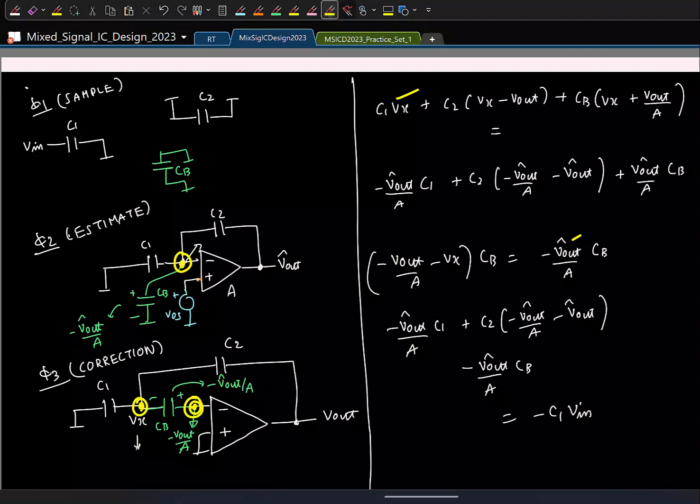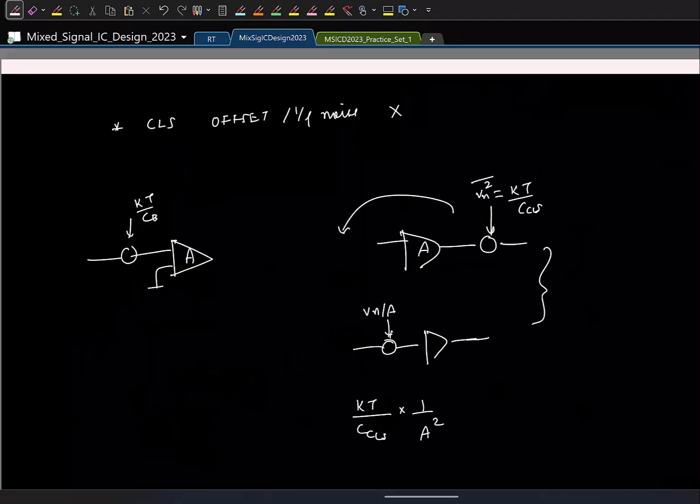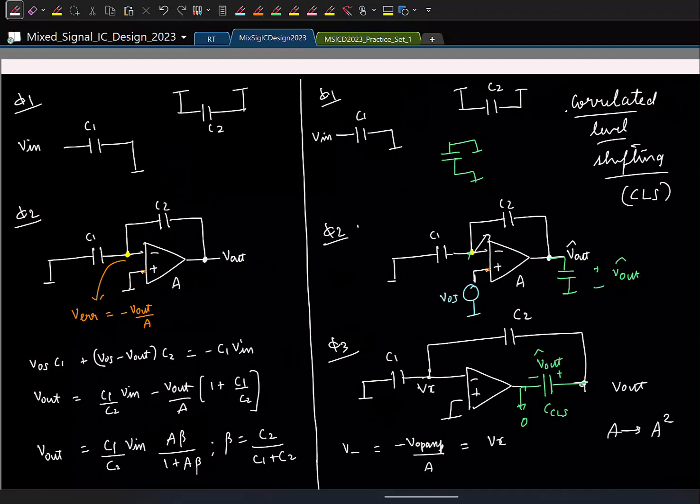Okay. So basically we have three unknowns, Vx, V out hat, and three equations. You can basically sit and solve. It's just messy algebra. You can use any symbolic calculator and solve. And finally, you will find that the gain you get is C1 by C2 times some A square by A square plus something. That means the effective gain is A square. You can do the same thing with the CLS also, and solve it. You will again find that the gain is of the order of A square.